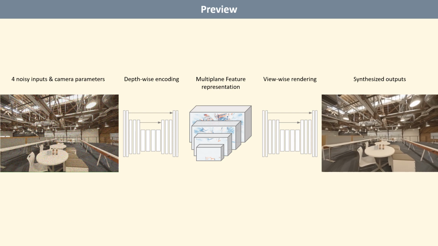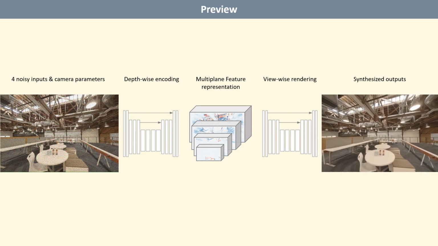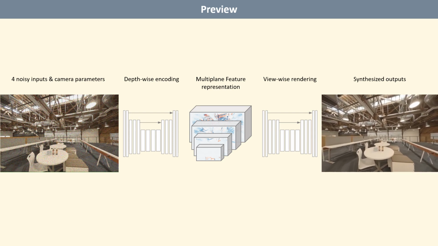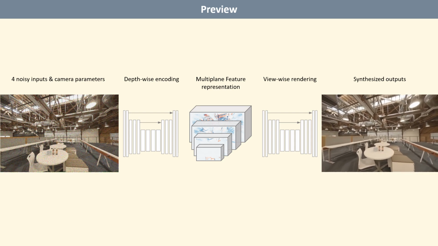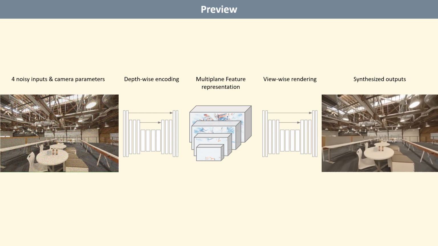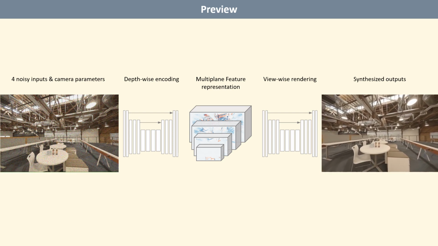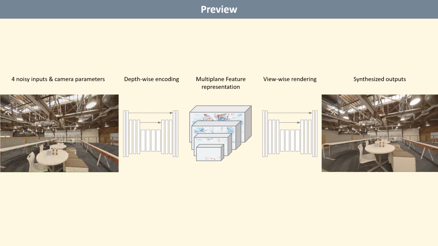The inputs to our method are a number of clean or noisy images projected into plane sweep volumes using standard plane-induced homographies computed from camera parameters. These plane sweep volumes are processed in a depthwise manner using a shared encoder, producing a multiplane feature representation of the scene. The multiplane feature representation is then back-projected to an arbitrary number of viewpoints before being processed by a shared renderer, producing synthesized or denoised outputs.